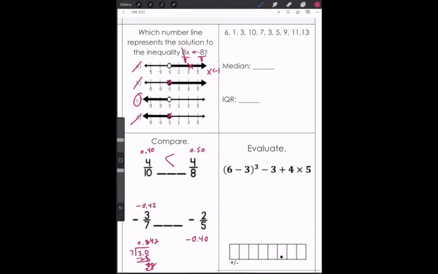Okay, so if these were positive, we would say 3/7 is greater than 2/5. But remember, these are negatives, so it's opposite land. So this is actually a bigger number, even though it looks smaller.